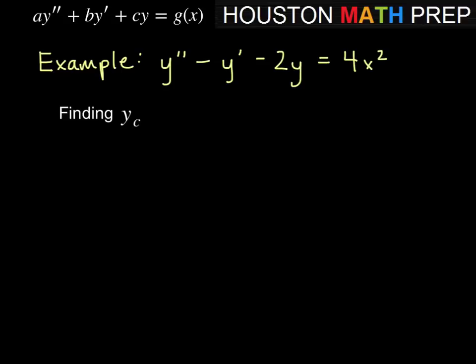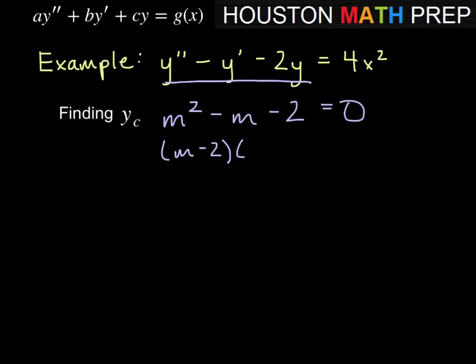Here we've got an example, y double prime minus y prime minus 2y equals 4x squared. So we will look at finding y sub c, the complementary function, and we will look at the left-hand side and write down the auxiliary equation, which would be m squared minus m minus 2, and we look at solving the homogeneous form there, so we think about it being equal to 0. This will factor, giving us m minus 2 times m plus 1 equal to 0, giving us that m is equal to negative 1 and positive 2.